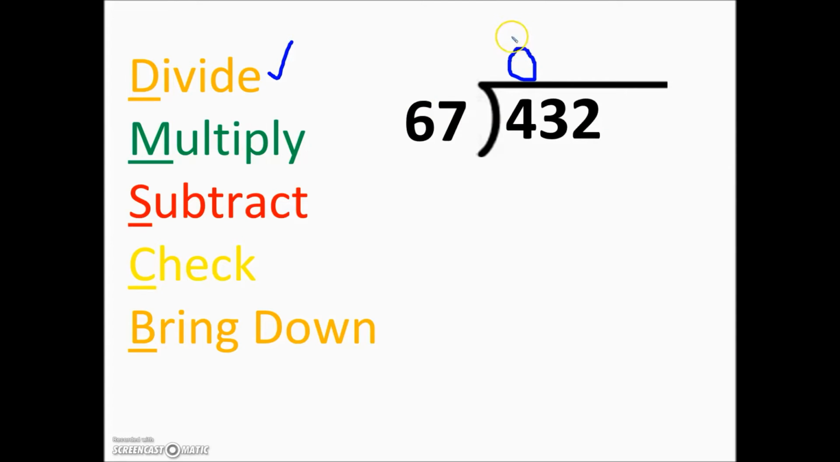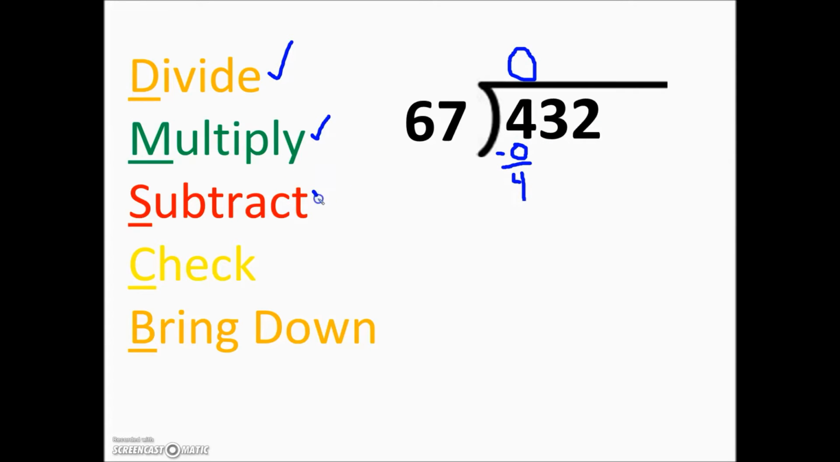Then I do my multiply step. My multiply step is to multiply the last thing that I wrote down on the top here, which is the 0, by the divisor. 0 times 67 is 0. So that's my multiply step, and I put my answer, my product, right here. Then I subtract that from the number above. 4 minus 0 is 4.